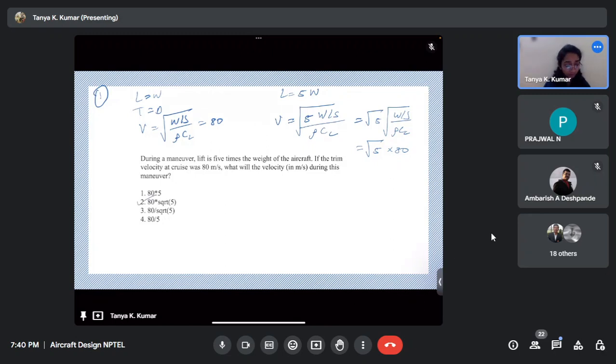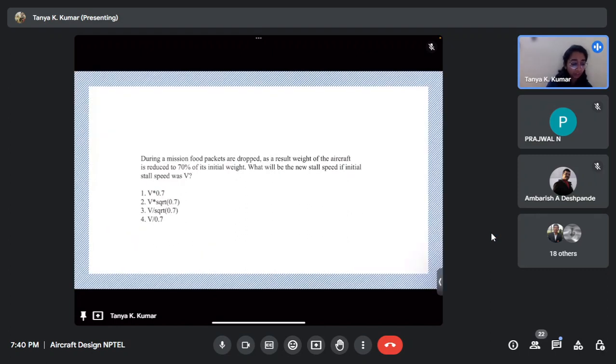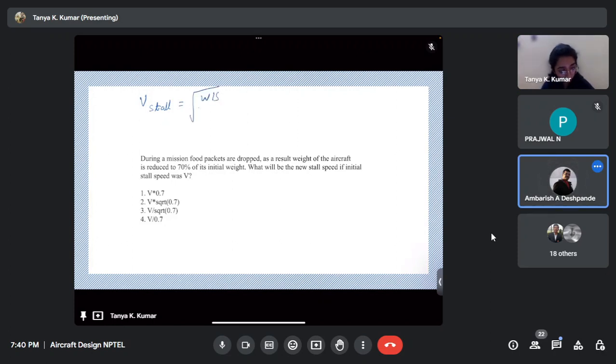Now let's look at the next question. These are the equations that we used to solve this question. Next one. During a mission, food packets are dropped, and as a result, the weight of the aircraft is reduced to 70% of its initial weight. What will be the new stall speed if initial stall speed was v? Similar to the previous question, can you tell me the answer? What is the v stall formula? Under root of 2W by S rho CL max. Correct. So this is v stall.